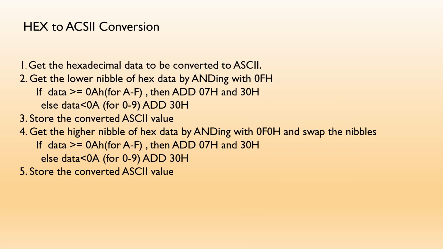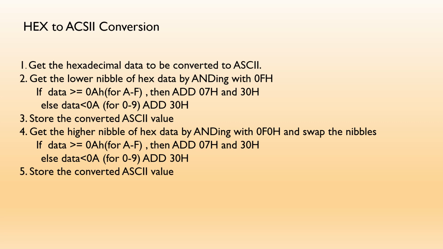So first I'll show how to convert the hex to the ASCII. This is similar to the conversion of BCD to ASCII. The only thing is I need to check whether the data is less than A, which means between 0 to 9, or the data is greater than or equal to A. So if the data is less than A, that is 0 to 9, I'll add 30 in hexadecimal, otherwise I'll add 37 in hexadecimal. So the first step is to get the hexadecimal data to be converted into ASCII.